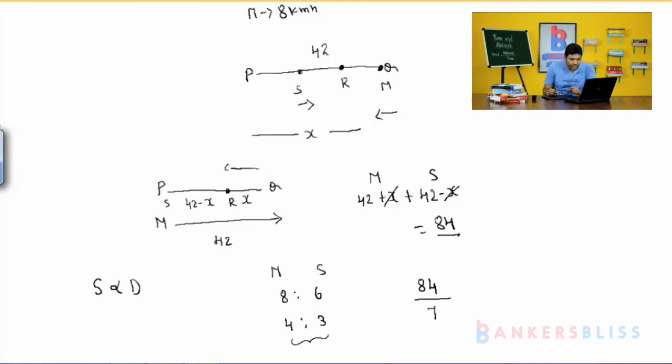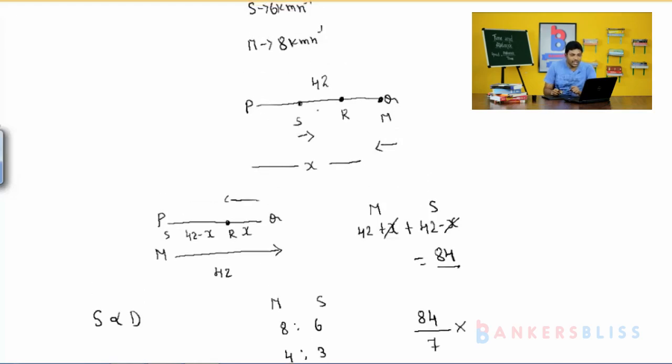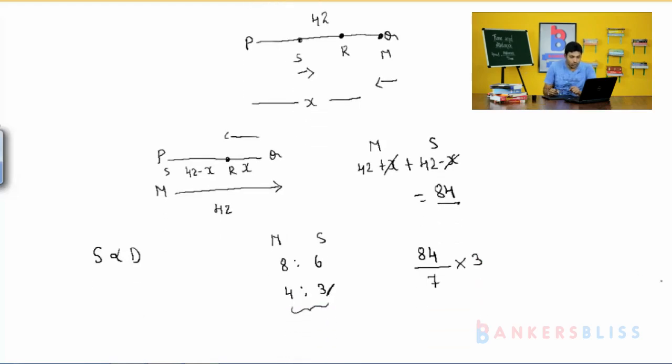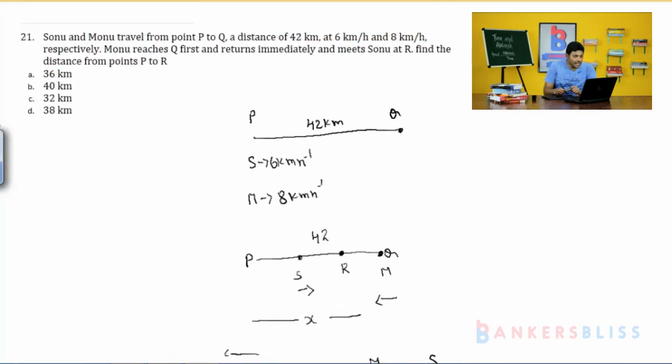4 plus 3 is 7. We have to calculate the distance between P and R, that is the distance travelled by Sonu. So Sonu's part is 3 parts. 84 divided by 7 is 12, and 12 into 3 is 36. So the distance between P and R is 36 kilometers. Okay, let's move on to the next problem.